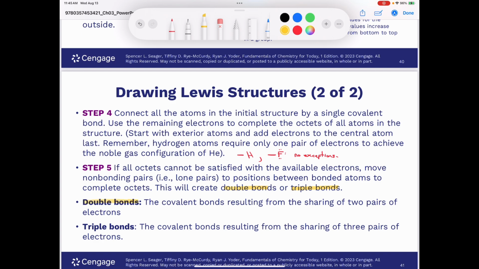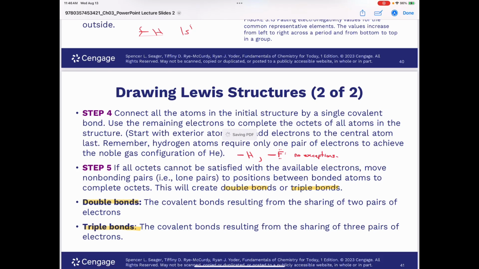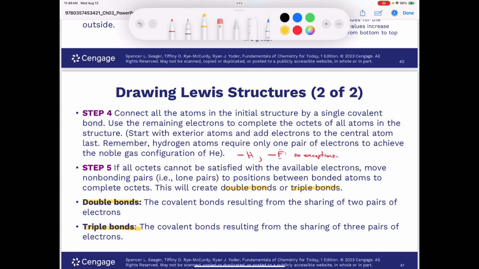It says here double bonds are the covalent bonds resulting from the sharing of 2 pairs of electrons. So if you have 2 elements and they have a double bond like this, you have 2 electrons in this bond and 2 electrons in that bond. Anyhow, I'll just erase that since it's not really a molecule. And a triple bond is the same rationale: 3 bonds between two atoms means you're sharing 3 pairs of electrons. Remember, every bond represents 2 shared electrons. So if you have a double bond, that's 4 shared electrons.